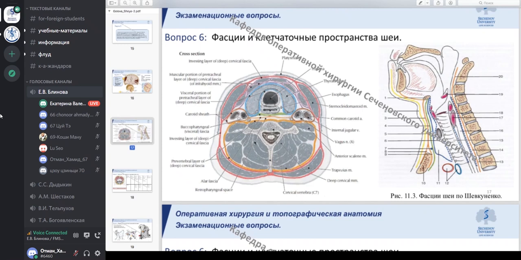The next are the open spaces: the space of the neurovascular bundle, along the artery and vein and nerve, where pathological fluid or pus can spread to the anterior and posterior mediastinum. The next are the pretracheal and prevertebral spaces. These spaces are also open, and pathological fluid can spread to the posterior mediastinum.